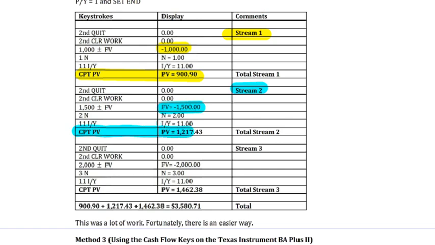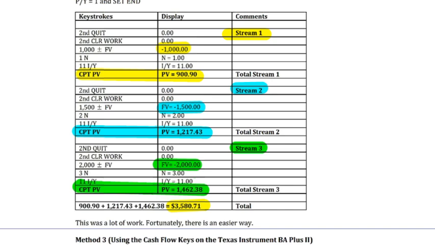Its present value is worth $1,217, and then cash flow stream 3, that was $2,000, guys, and its present value was worth $1,462. Go and sum all of the present values, and yes, you get exactly the same thing, $3,580. And again, it is still a little bit of a manual way of doing it. It's still a little bit long, isn't it?